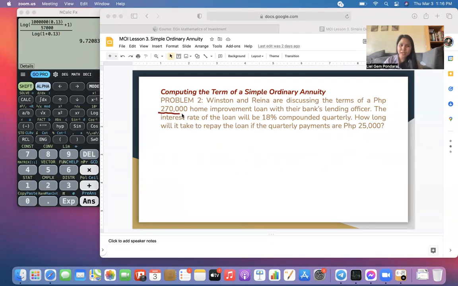Now, what is this 270,000? Present value. Very good. It's the present value because it is the amount Winston and Reina will be borrowing. So A sub n. The interest rate is 18%. What is that? J, our nominal interest, compounded quarterly. So what's our m? 4. Very good. And what's 25,000?